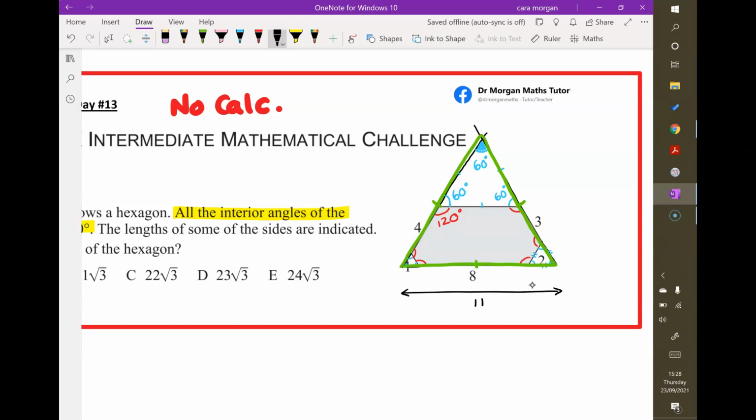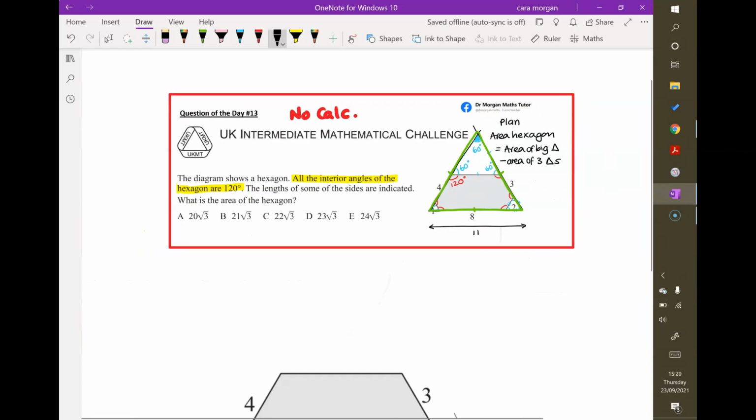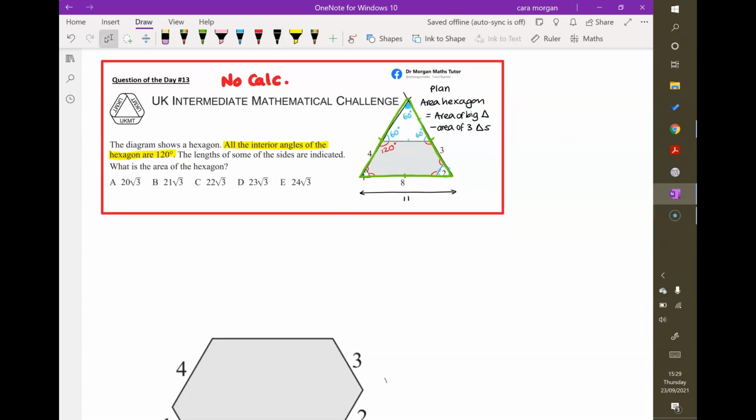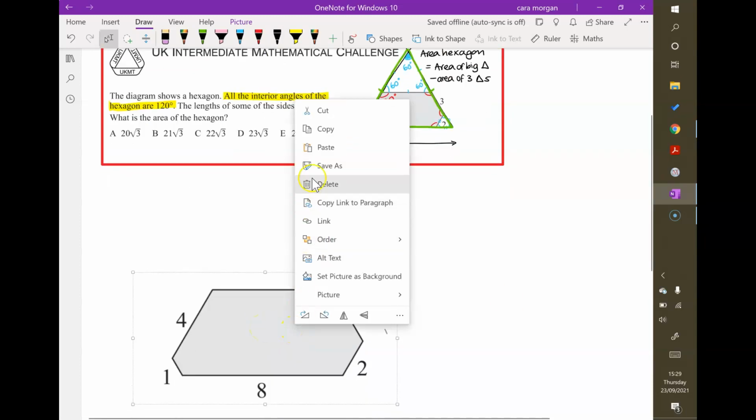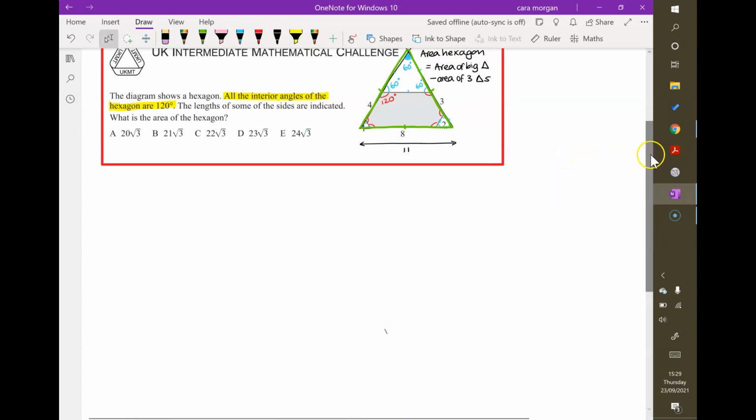So I've got a little plan, and my plan is that in order to find the area of the hexagon, I'm going to find the area of the big triangle, and I'm going to subtract the area of the 3 other triangles inside it. So that's kind of my plan. I like making a plan of action. It's not going to be easy, and I think I'm going to need something else to help me. I have a big diagram down here which I'm now going to get rid of because I'm going to need a little bit of space here in order to do my workings out.